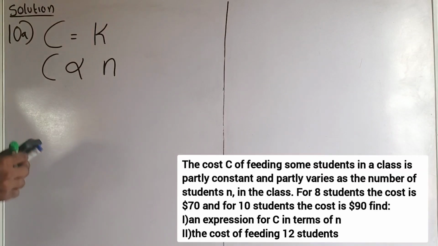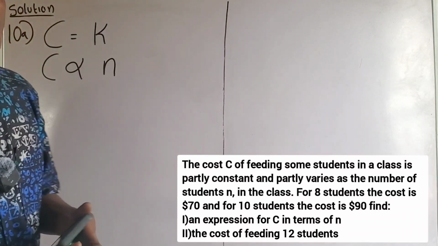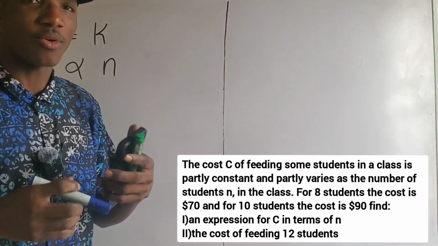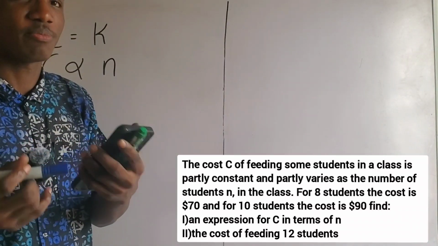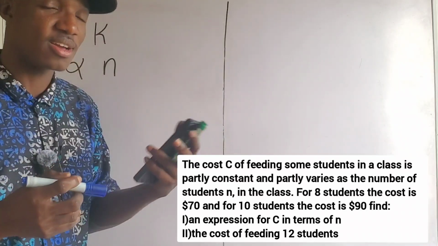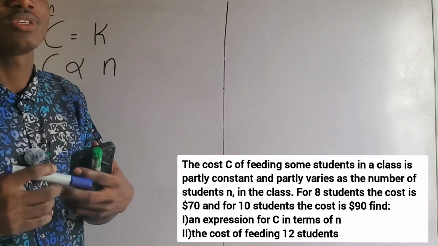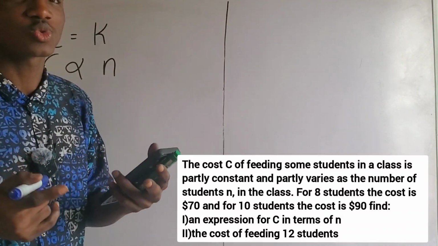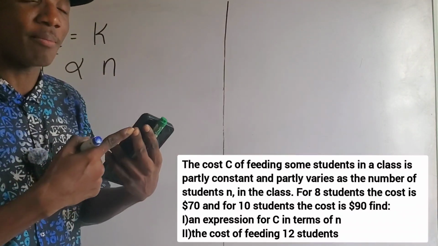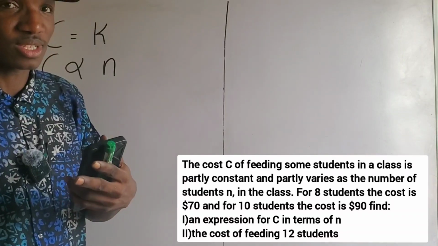Now, let me explain something. If I have 20,000 naira and I want to share it between two people. I want to give the first person 15,000 naira. I want to give the second person 5,000 naira. Now, the total amount of money that I have will be equal to the sum of the amount that I shared, right? That is 20,000 naira will be equal to 15,000 naira plus 5,000 naira.